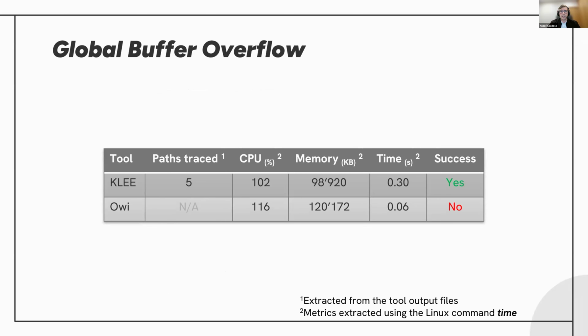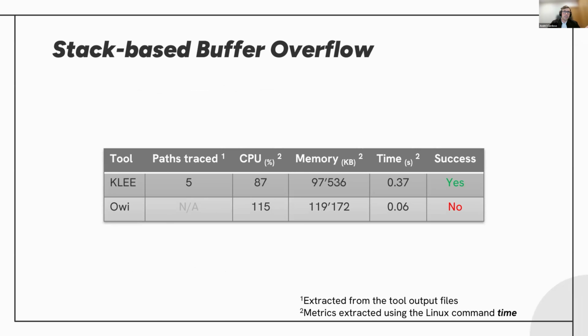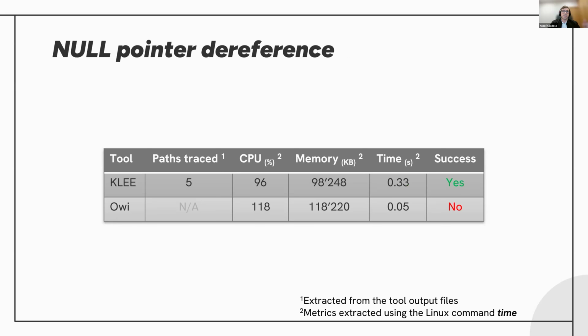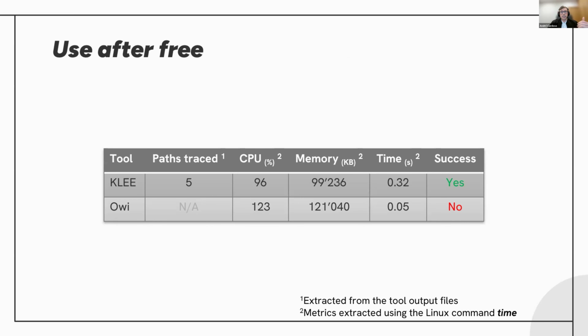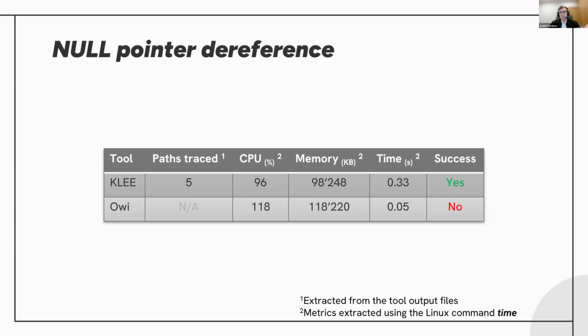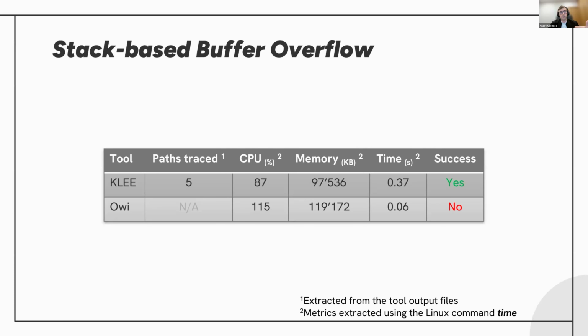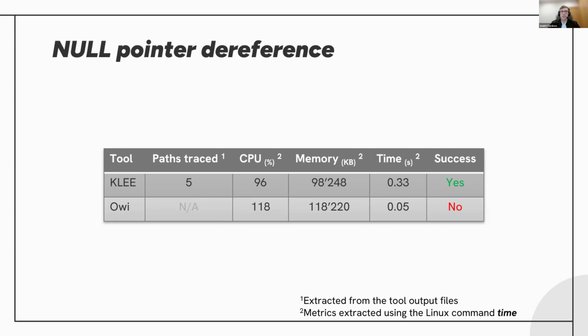But regarding resource usage and time spent, they are not very far apart, despite OE not being able to find the vulnerability. This scenario is shared across the other vulnerabilities like stack-based buffer overflow, null pointer dereference, and use after free. The resources across these four vulnerabilities are very similar, and if we pay attention, OE wasn't able to find any of them, and CLI was.